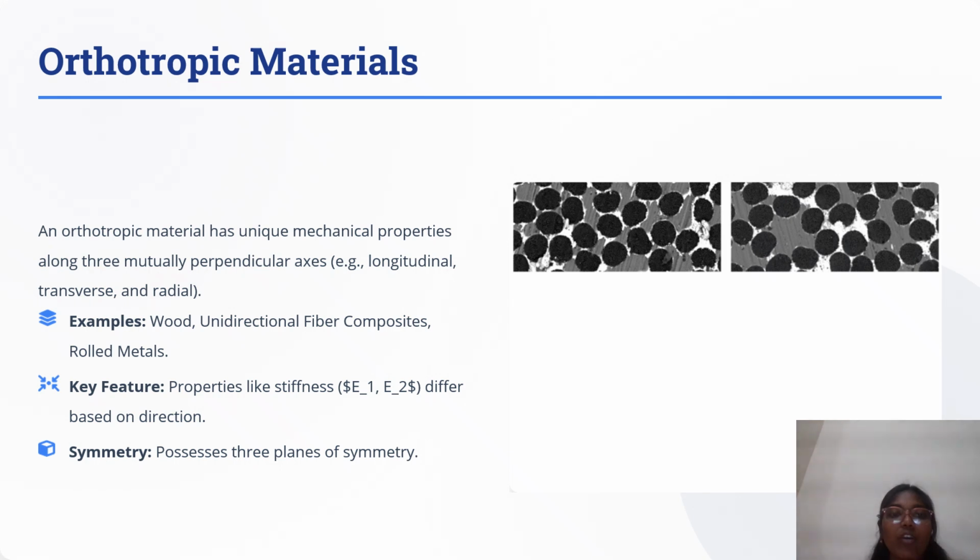Orthotropic materials. An orthotropic material has unique mechanical properties along three mutually perpendicular axes. Example: longitudinal, transverse, and radial. The examples are wood, unidirectional fiber composites, and rolled metals. Key features are properties like stiffness, E1, E2, that differ based on direction. Symmetry: it possesses three planes of symmetry.